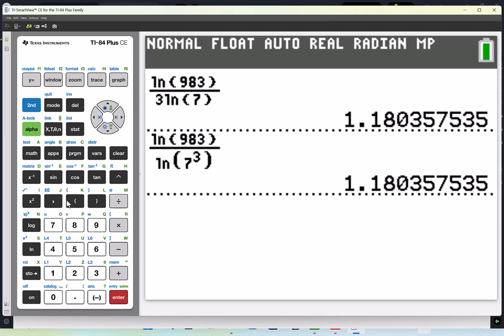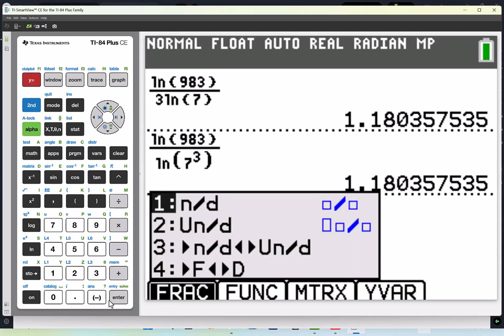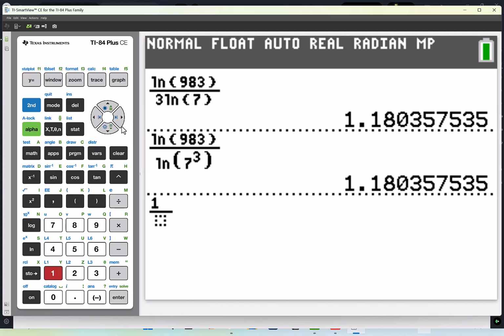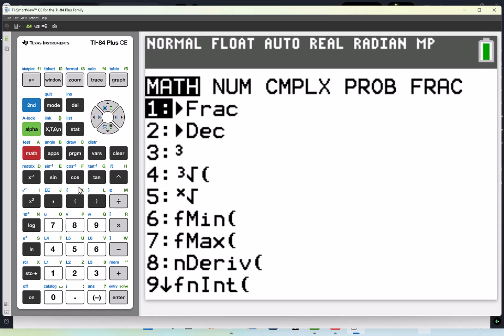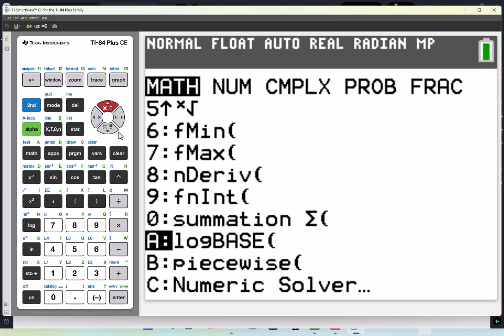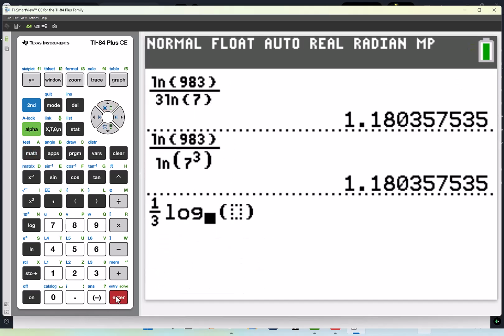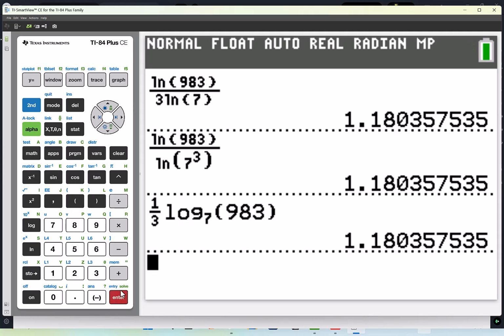You could also do, what did we do? 1/3. So I said 1/3 log base. The log base is on math, and you go to AC. And then log base 7 of 983. Look at all the different ways you can get the same answer. See, they're all the same. Boom, boom, boom. Isn't that cool? So, yeah, cool. All right, so let's see what we got next.